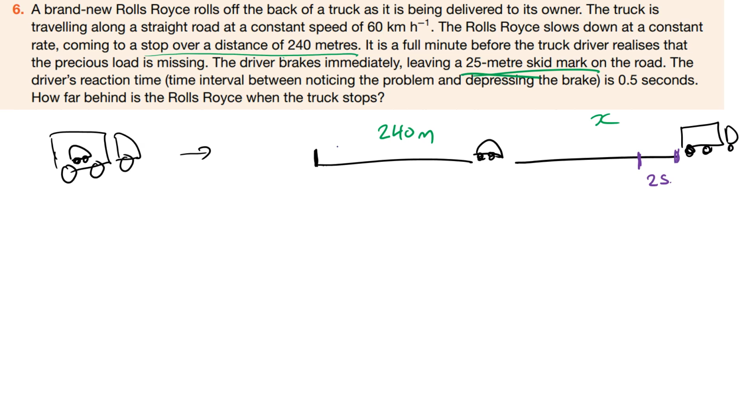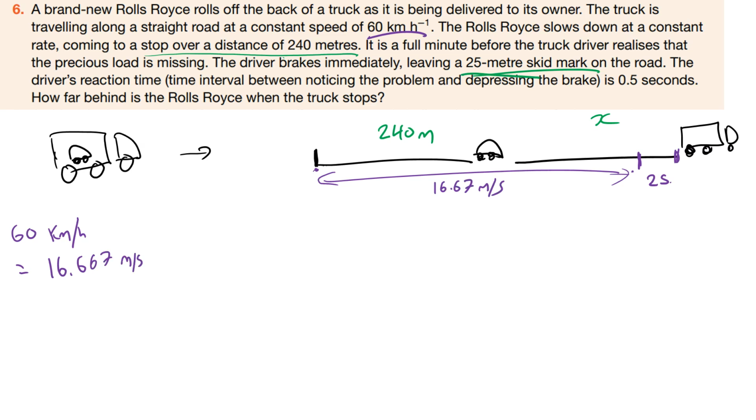But then between here and here, this big long distance, before it starts stopping, it's going at 60 kilometers an hour, which is going to equal 16.6. And let me check. 60 divided by 3.6 is 16.667 meters per second. Beautiful.